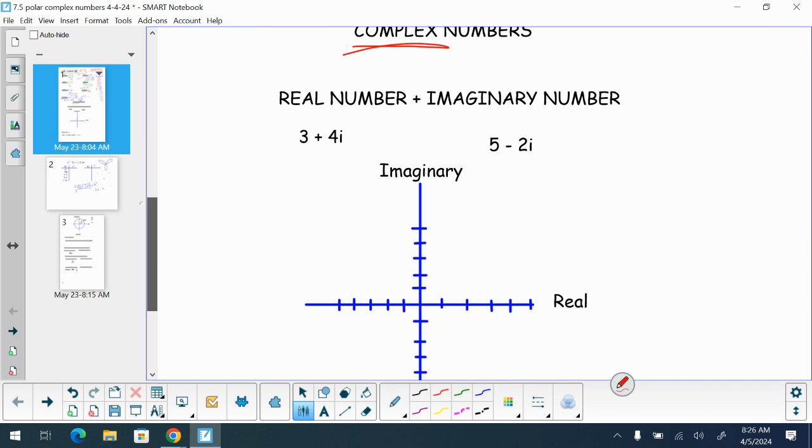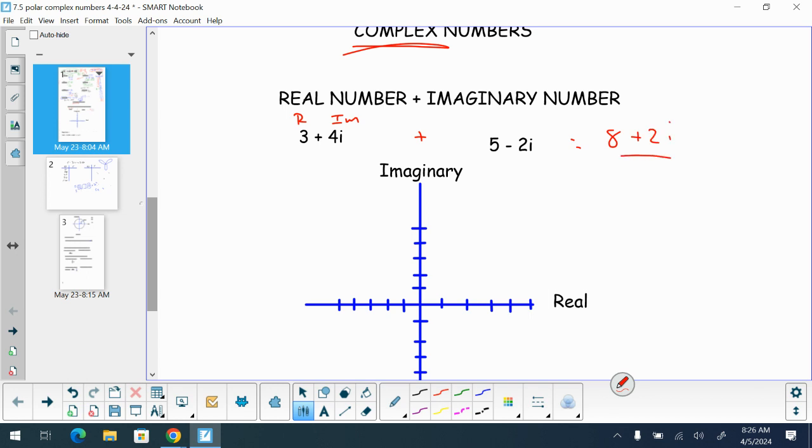When you look at a complex number, we have 3 plus 4i. This is a complex number. You have a real number part and you have an imaginary number part. Once again, these are called complex numbers, and complex numbers you can add, subtract, multiply, and divide. If I add these two complex numbers together, I would get the value of 8 plus 2i.